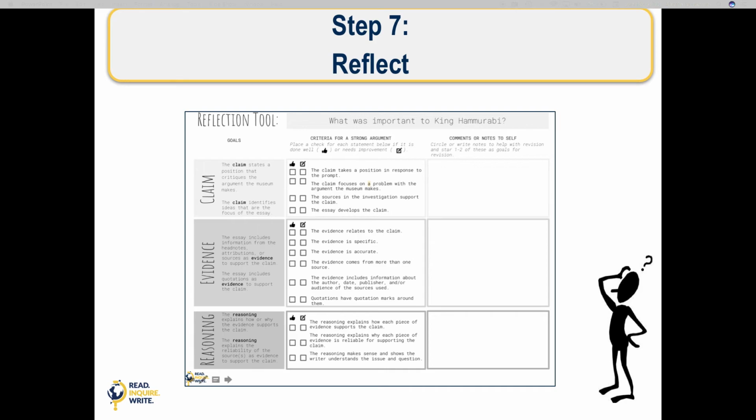Finally, after you have spent some time writing, pause to use the reflection tool. The reflection tool will help you review what you have written so far and set goals for your next steps. The reflection tool reminds you about what to include in your argument.